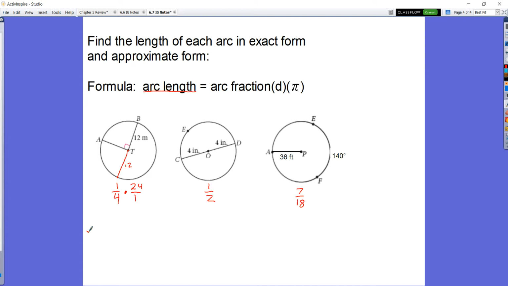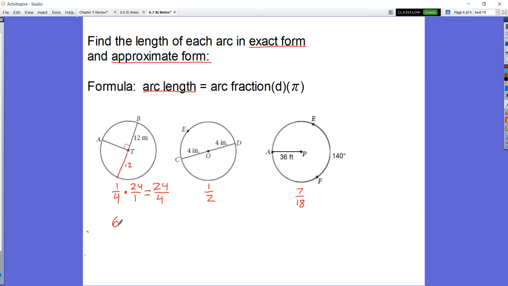Then to multiply fractions, we multiply straight across. 1 times 24, 4 times 1. Just to show you the long way, 24 over 4 simplifies down to just 6. So there was my first step. I took the fraction and multiplied by the diameter. Next we're going to multiply that by pi. And we're going to have 2 different answers for this: exact form and approximate form.